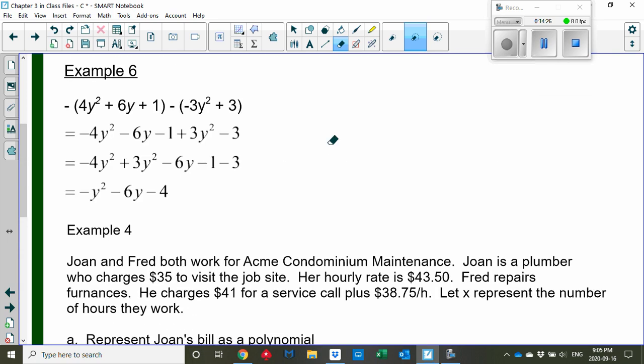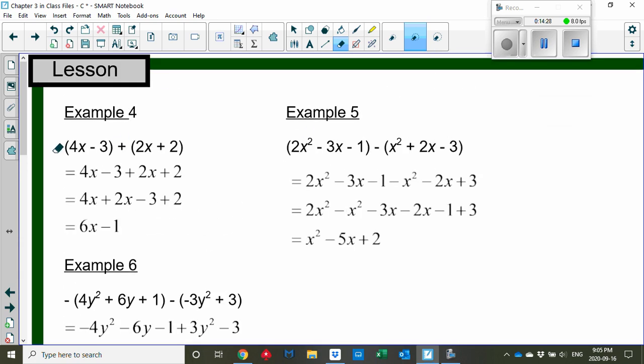The key is just to know what to do if there's nothing or a plus sign out front, and what to do if there's a negative or a subtraction out front. And it's just a matter of keeping all the signs the same or switching all the signs.